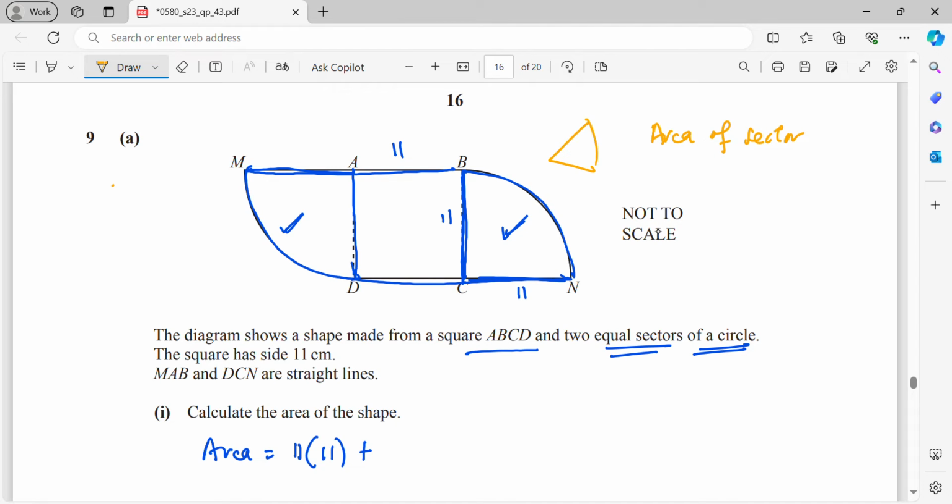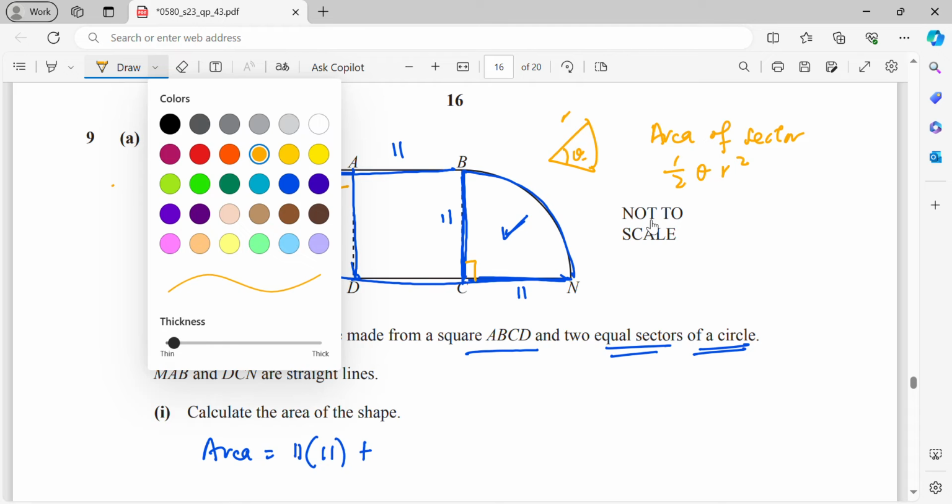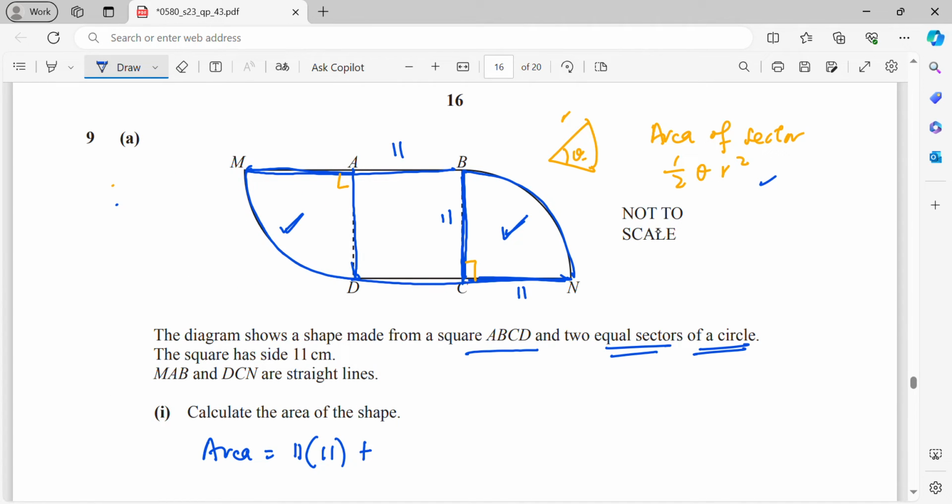Let's say this is the sector. Here is theta, this is r. The area will be half theta r squared. Now your theta is 90 degrees, which is pi over 2. And I just times 2 to the formula, since I find one quarter first. So it will be 2 times the area of a quarter sector. So it will be half, quarter is pi over 4, the r is 11, then you square it.